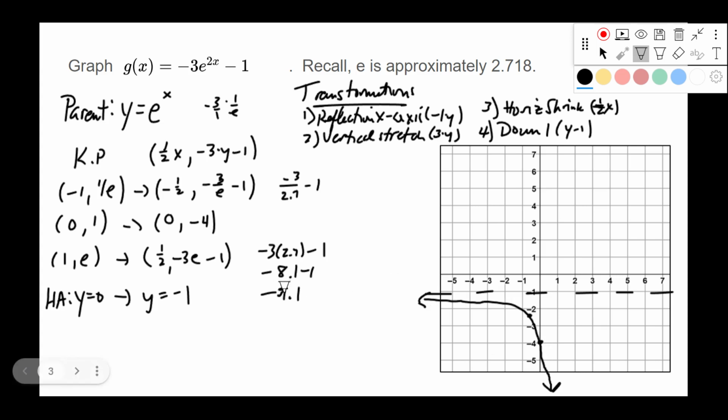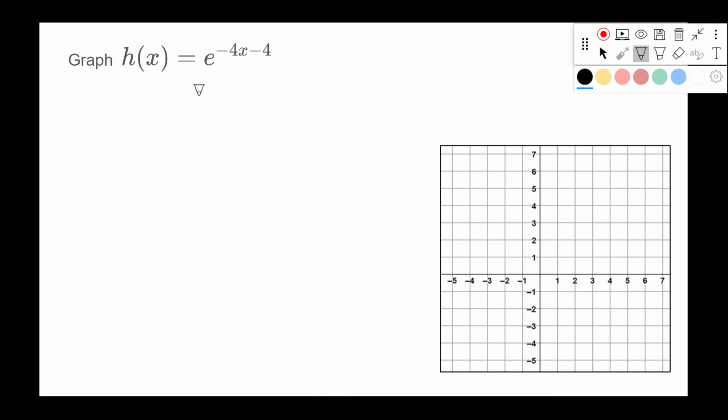All right. So like I said, we're going to give the points with the e's in them, and then we'll just use a calculator or just figure out about where that is on the actual graph on the number line or on the coordinate plane. Okay, let's try the next one. Next one's a little trickier here. If h of x equals e to the negative 4x minus 4, let's talk about the parent graph.